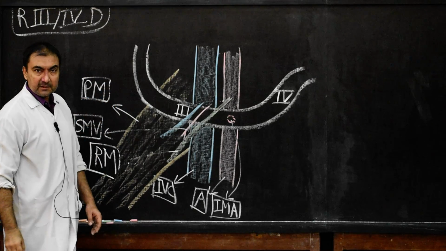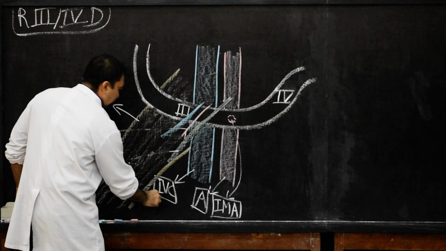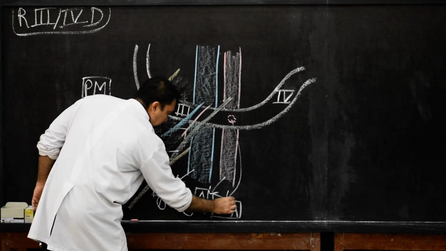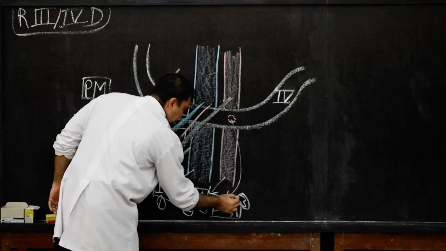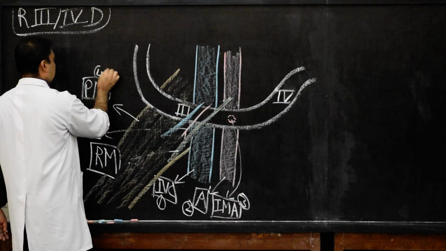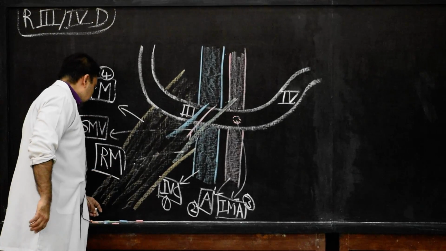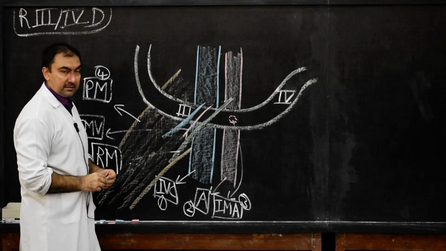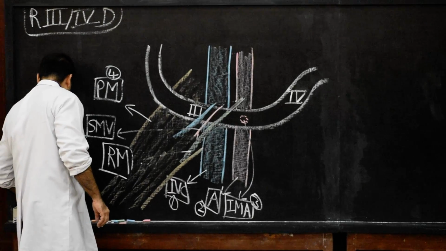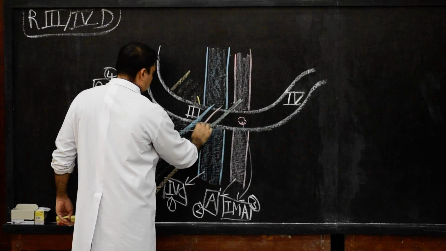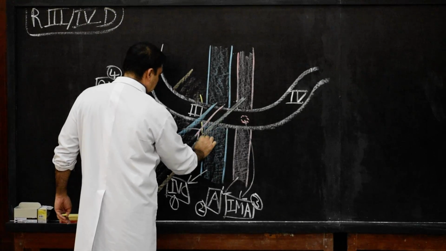Posterior relations of the third part, very important. Remember: first, inferior vena cava; second, aorta; third, origin of the inferior mesenteric artery; fourth, psoas major muscle; fifth, the ureter. In order to see the ureter, I will just draw it in yellow color, and we have to draw that ureter in this direction.